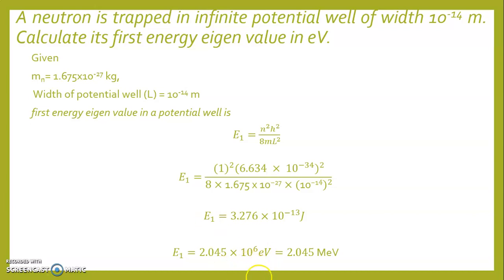We know 10 raised to 6 has a prefix which is mega, so instead of 10 raised to 6 we use mega, and the answer will become 2.045 mega electron volt or million electron volt. Okay, thank you.